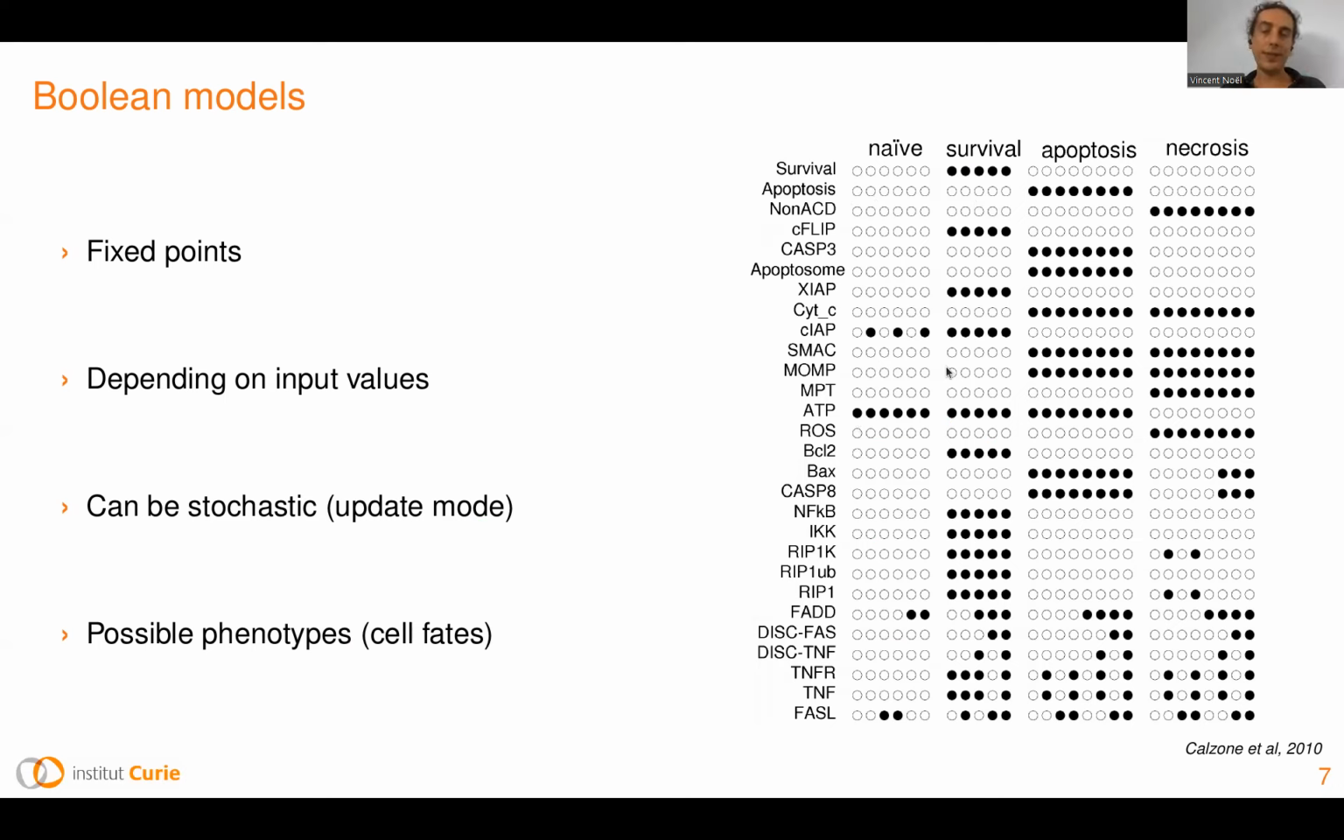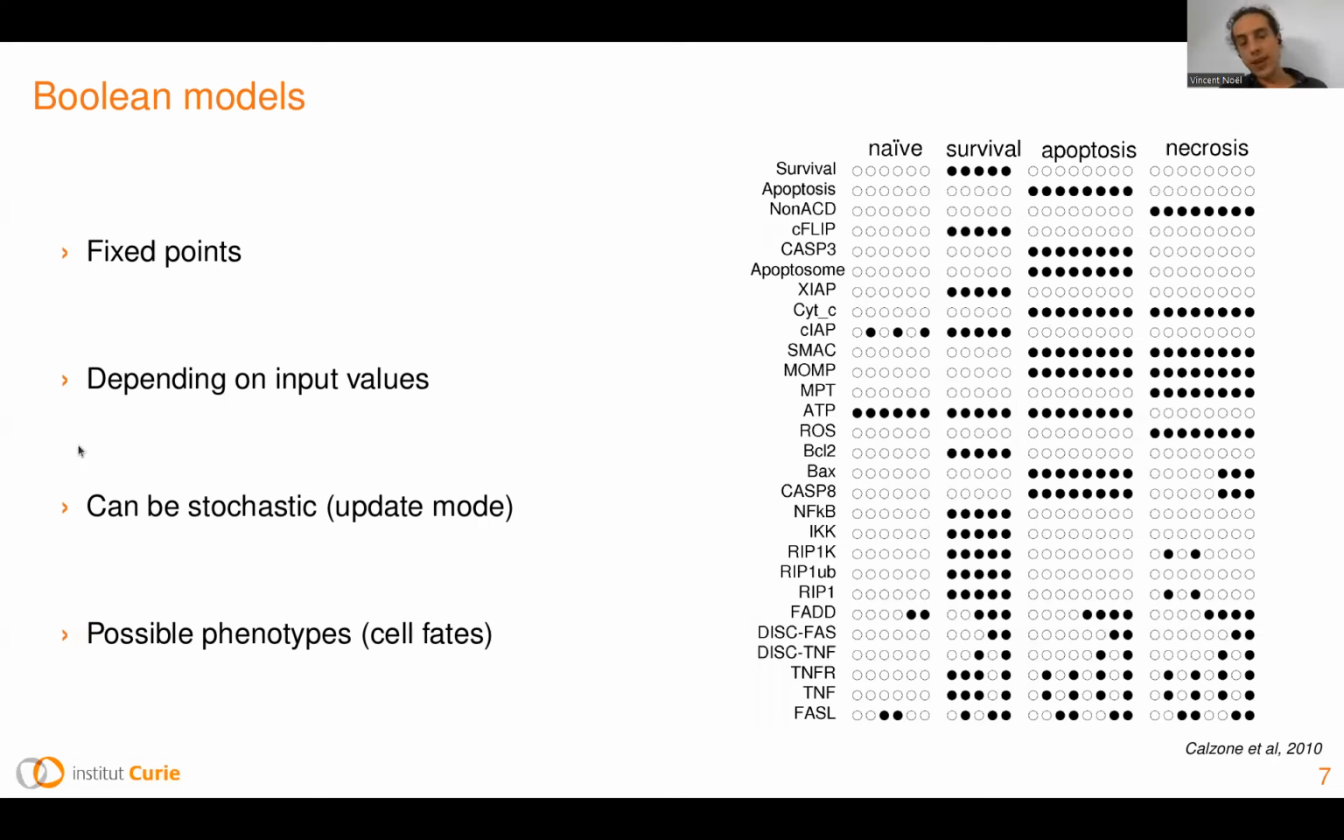All the other nodes will be inactive. And for all these fixed points, to decide in which fixed point you're going to end up at the end of your simulation, it will depend on input values. If you activate, for example, these FASL nodes, you will end up in this naive state, where naive means that you will have neither survival, apoptosis, nor necrosis. Or you can end up in survival or apoptosis or necrosis, depending on the other nodes which are active.